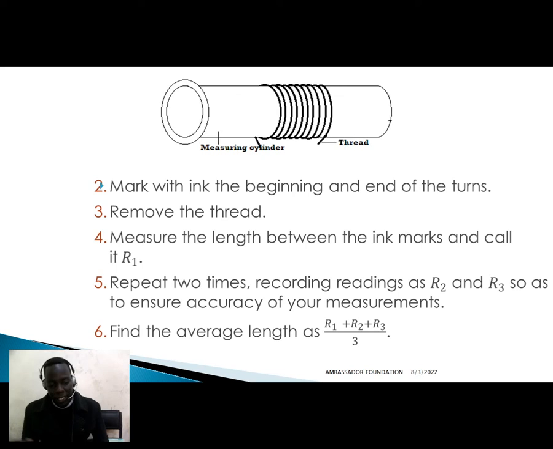Then we find the average. Let me explain what I've just said. You are not fixed to do it 3 times. You can even do it once, but try to be accurate.